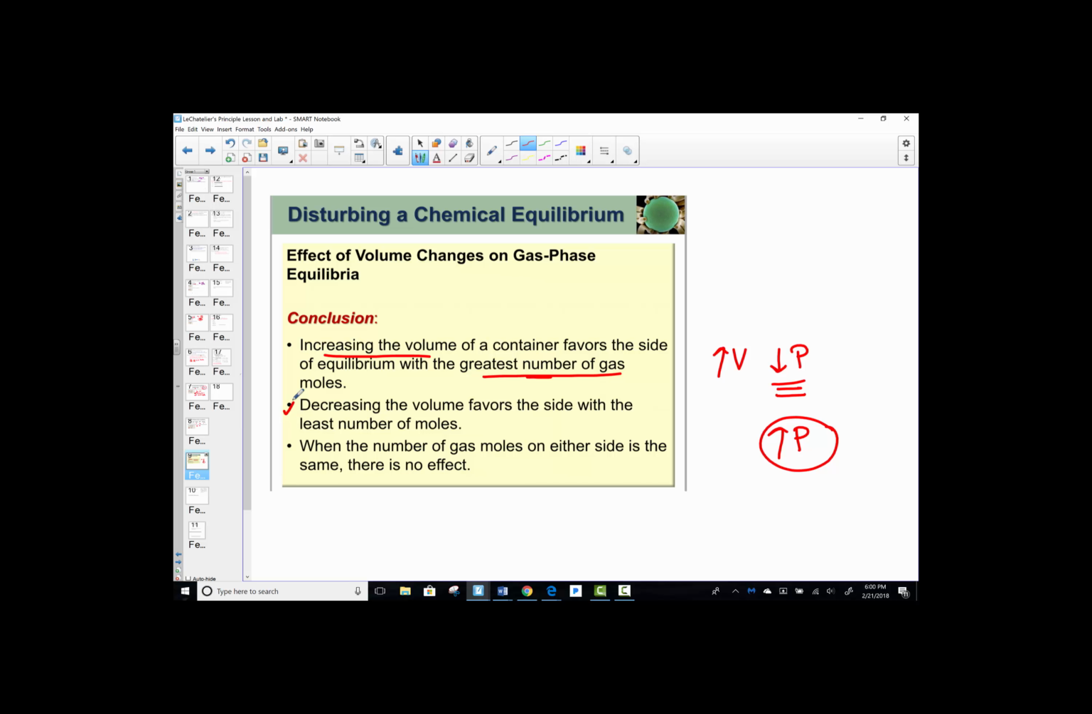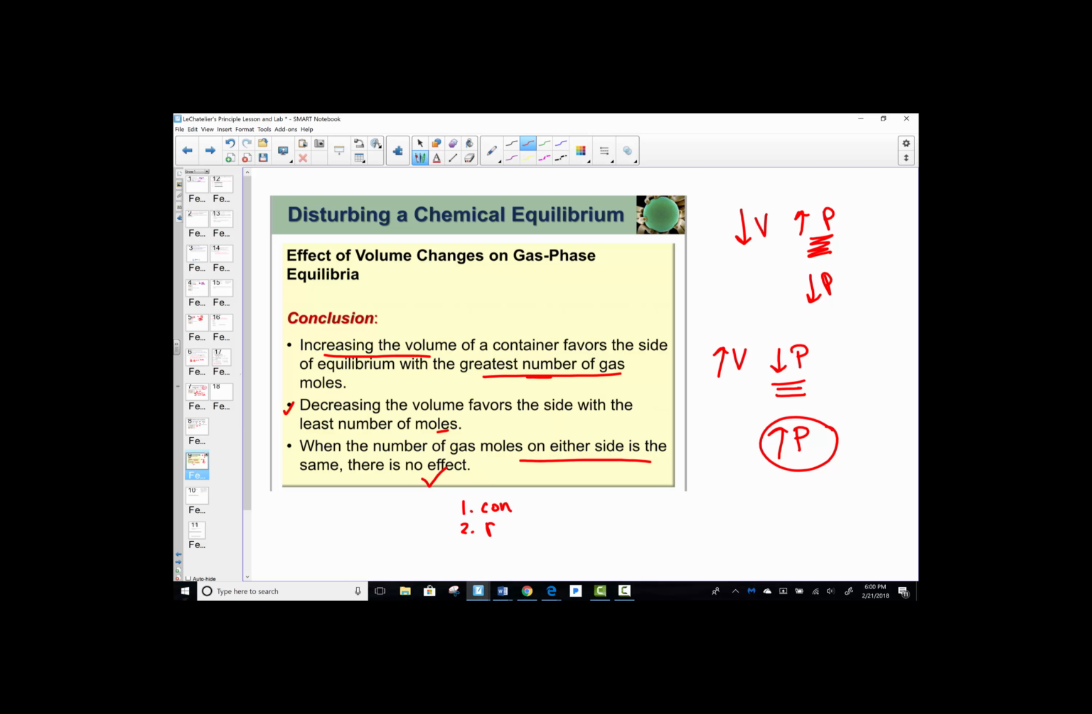The opposite is true here. If you decrease the volume, you've raised the pressure. That's the stress. So therefore, the system wants to drop the pressure, and therefore the fewest number of moles will be favored. And when they're exactly the same on both sides, we saw that there's no effect by changing volume and thus pressure. So far, we've talked about concentration as a stress.